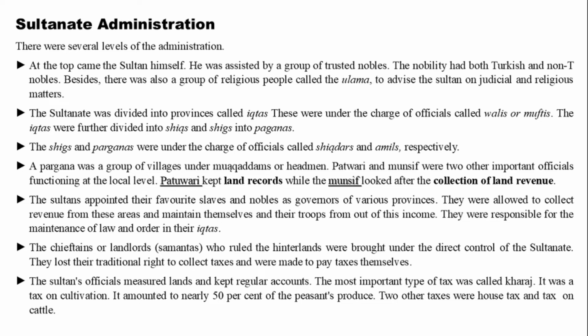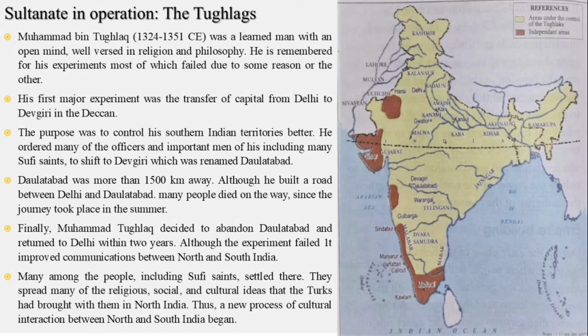And beyond that, the Sultan's officials measured land and kept regular accounts. The most important type of tax was the Kharaj. It was a tax on cultivation and amounted to nearly 50% of the peasants' produce. Two other taxes were the house tax and the tax on cattle. So these were in operation under the Tughlaqs.